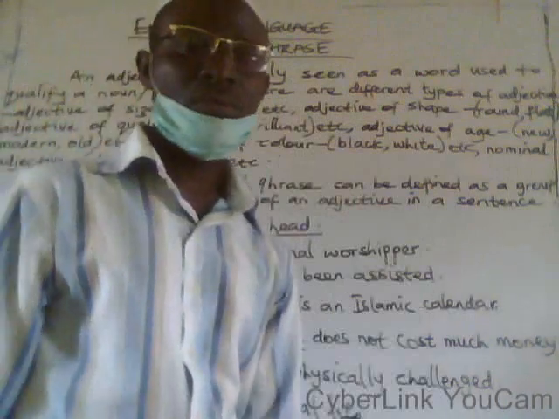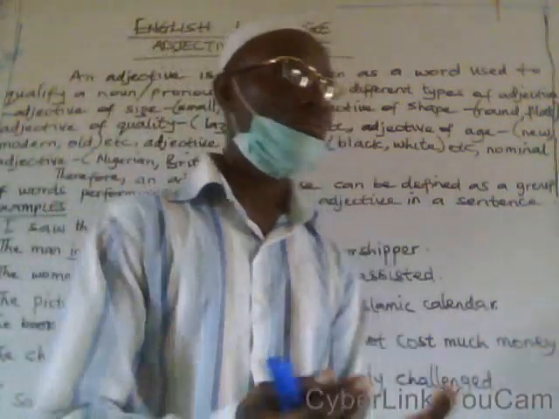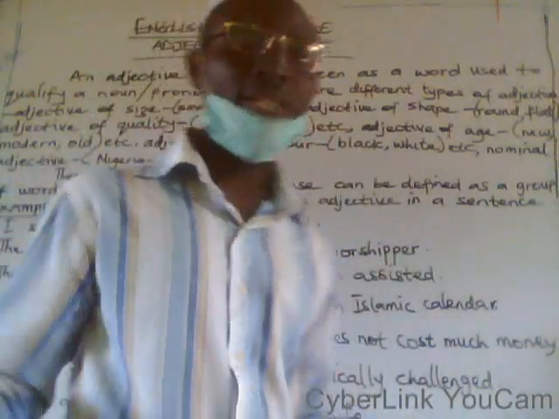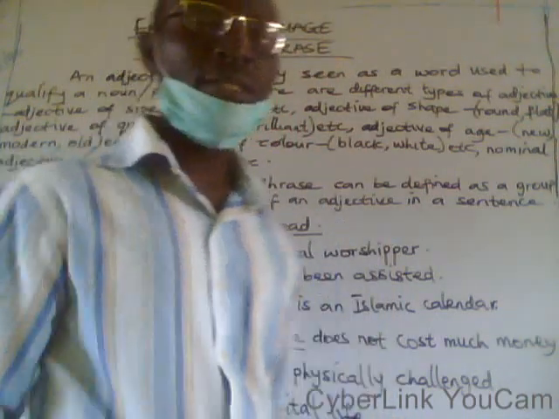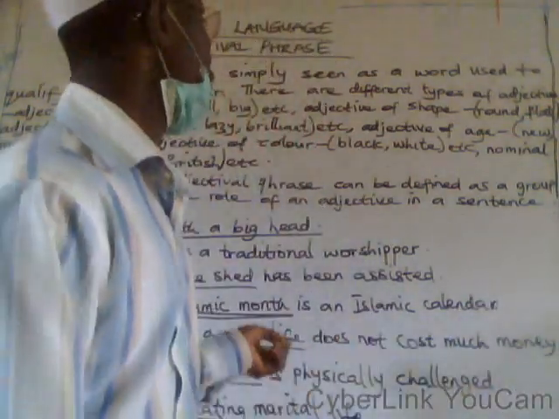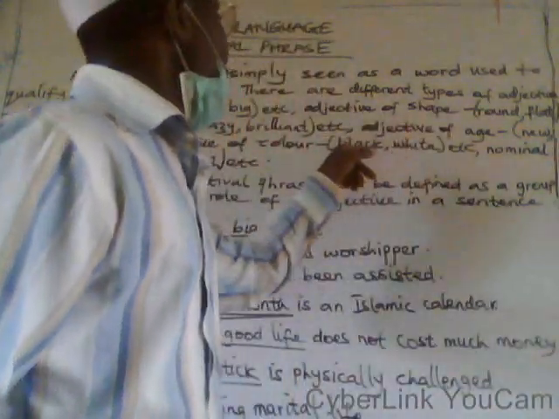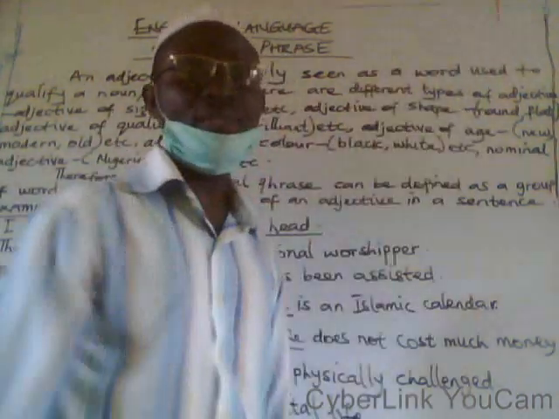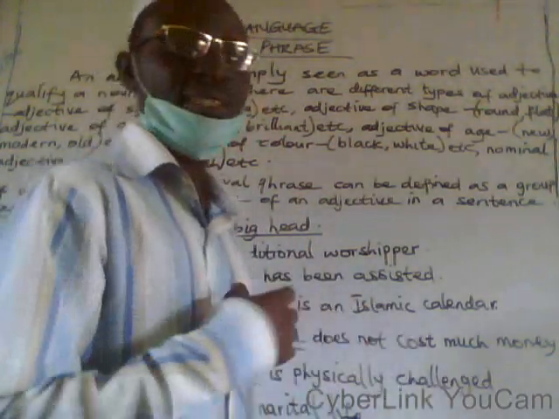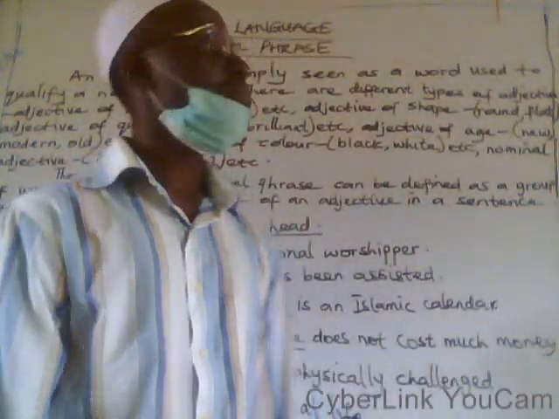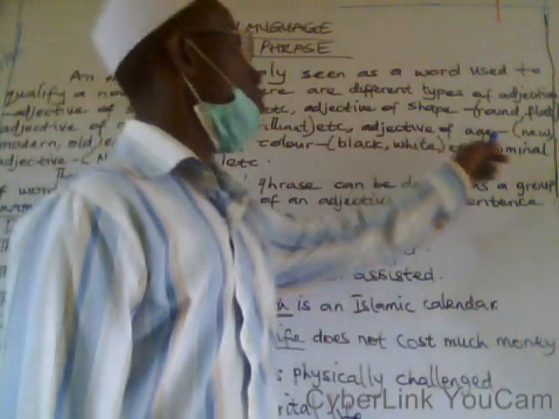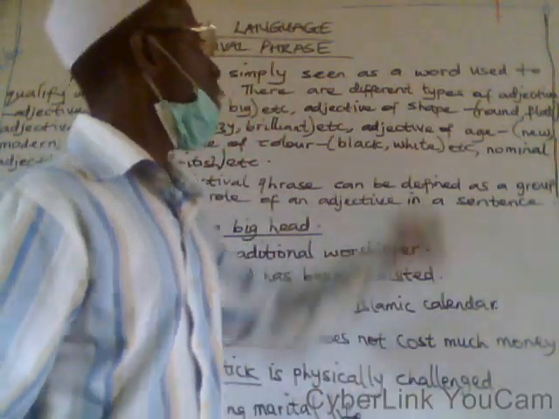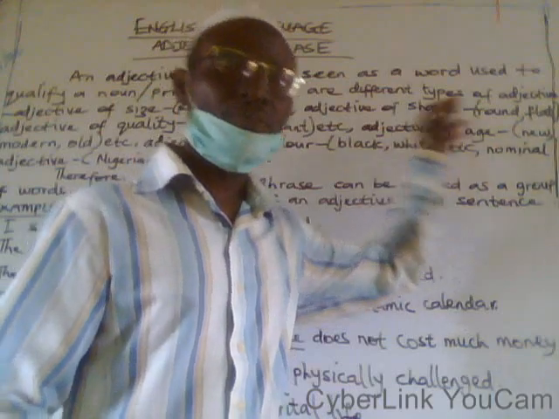Then adjective of color. You know, we have different types of color. Black, white, yellow, green, purple, indigo, pink, and so on and so forth. The black shirt is inside the wardrobe. The whiteboard. You see, the whiteboard is better than the black. White is an adjective of color describing board.